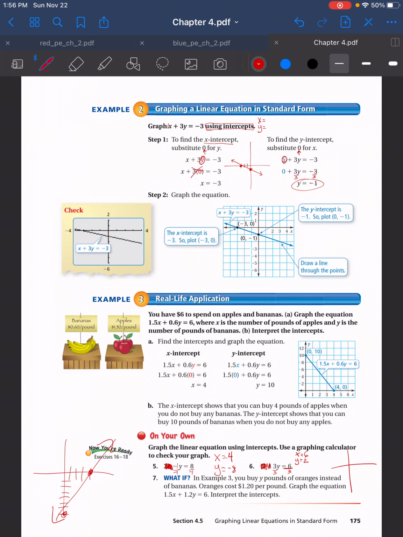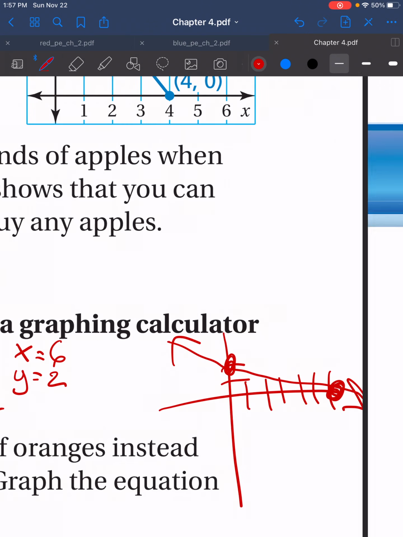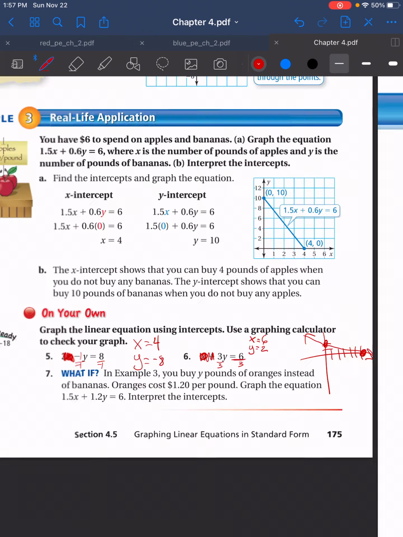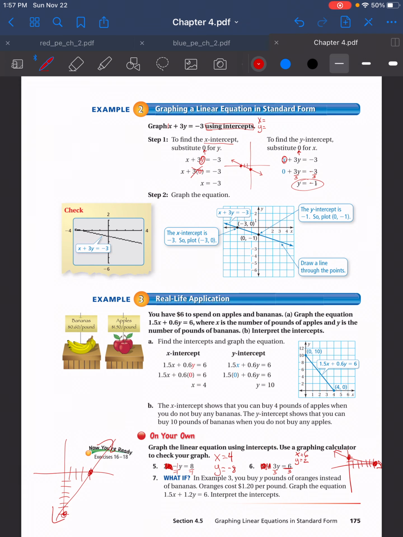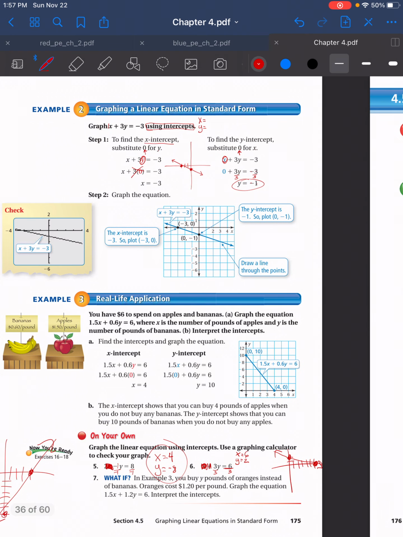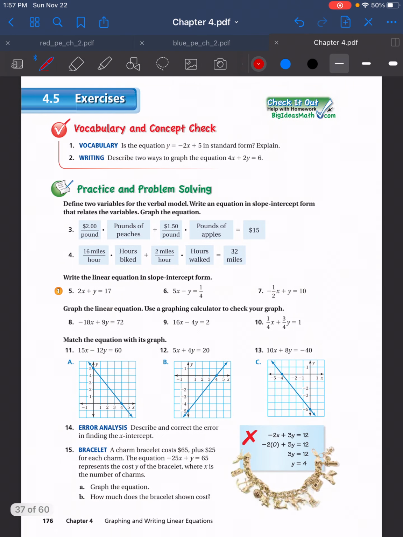Draw me a little graph over 6, put a dot, up 2, put a dot. Try to draw better than me. It's really hard to do all this on an iPad. Okay, that's called standard form, okay? Standard form, all you do is you find your intercepts and then graph them. I love standard form.